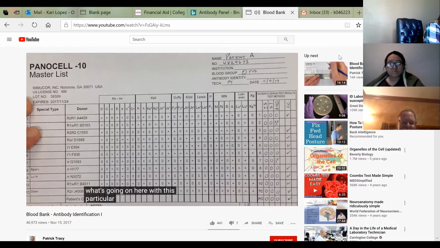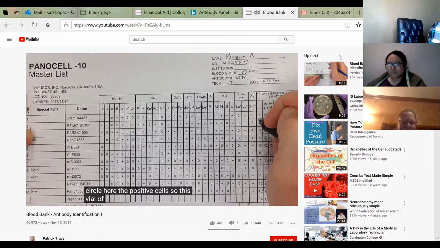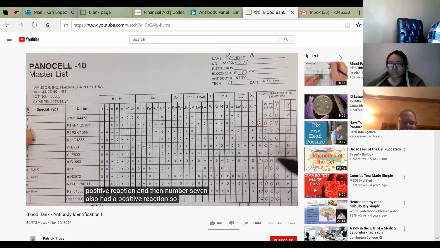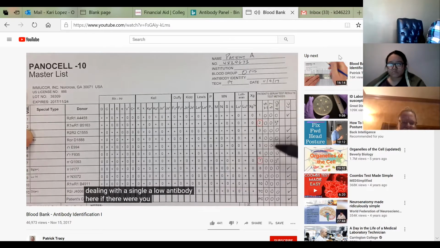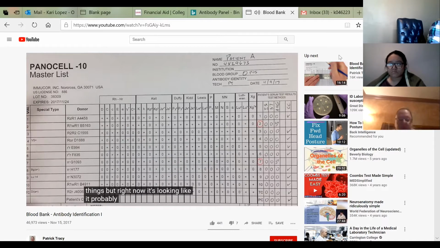So what I'm going to do is circle here the positive cells. This vial of cells, number 2, had a positive reaction, and then number 7 also had a positive reaction. So we just have 2 of them. Hopefully we're just dealing with a single alloantibody here. If there were more reactions going on, it would complicate things. But right now, it's looking like it probably is going to be fairly straightforward.